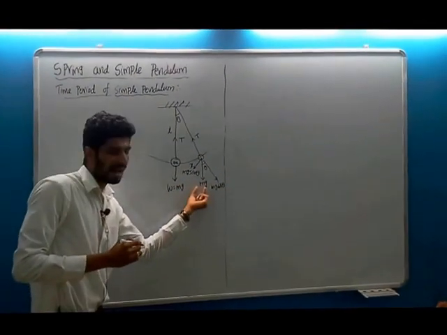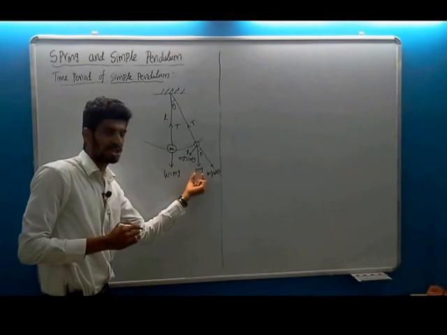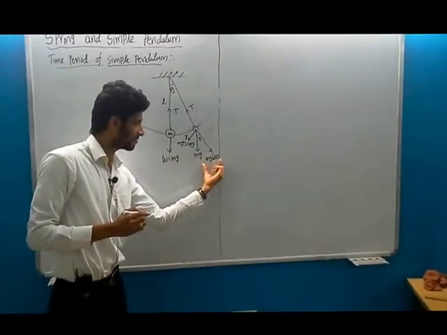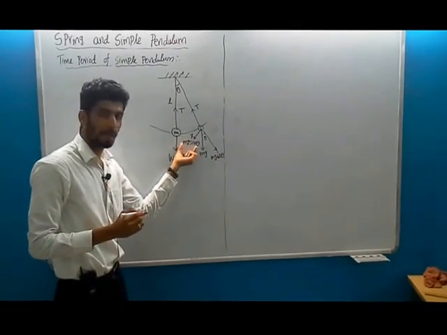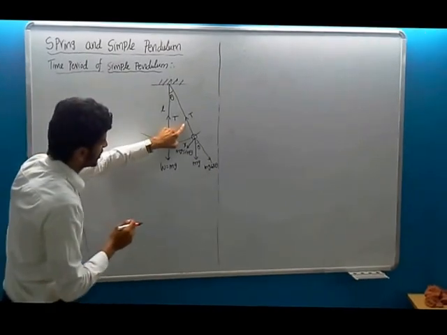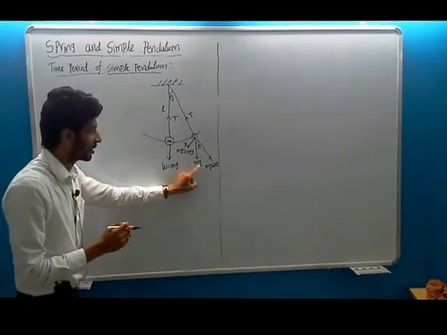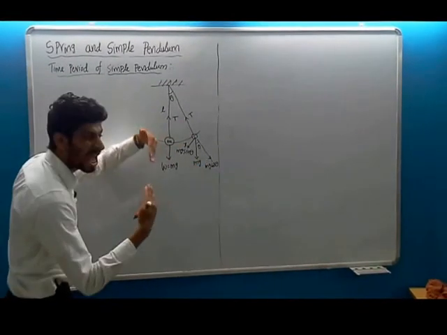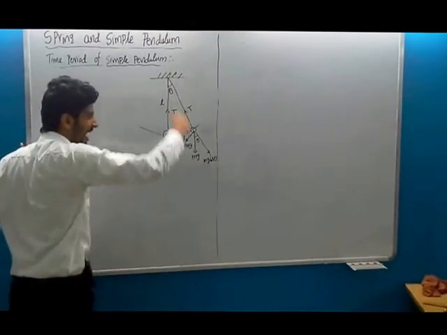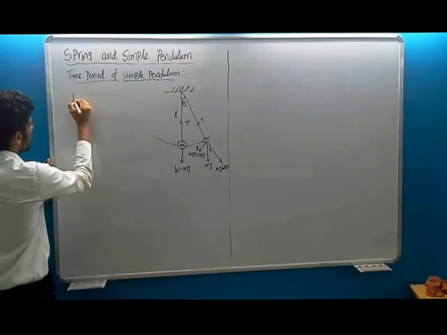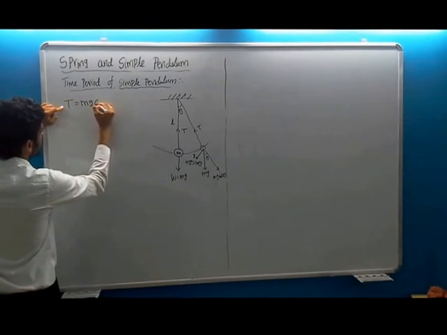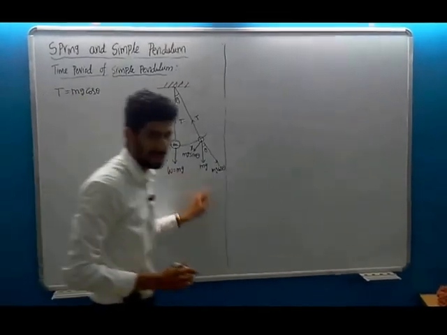So what I have done, I have resolved this mg, which is the weight, into two components. One is the horizontal component mg cos theta and the vertical component mg sin theta. And there is something surprising here. This tension and the horizontal component of mg, which is nothing but mg cos theta, balance each other, and the net force acting along this line is equal to 0. So that's why the tension is balanced with the horizontal component of the weight mg.